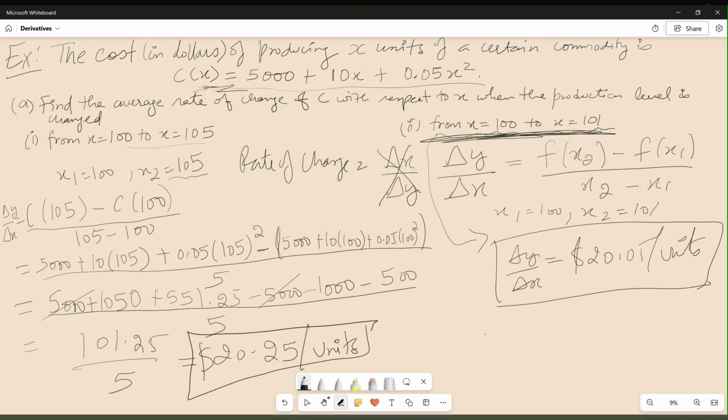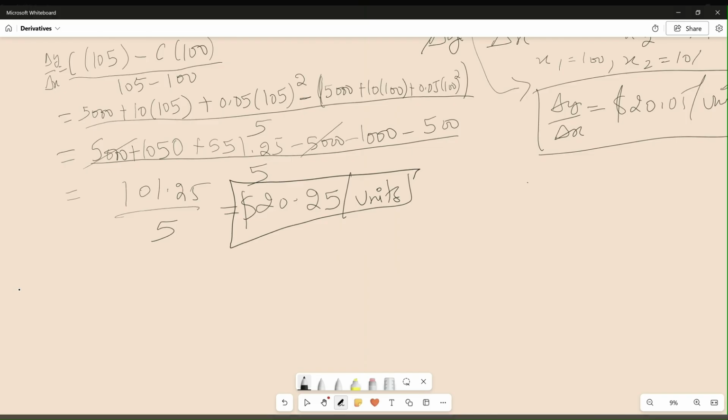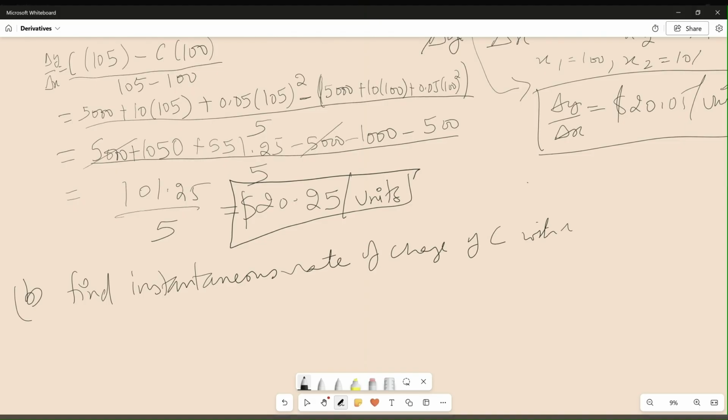Okay, here are your answers. And the next part of this problem is this: find the instantaneous rate of change of C with respect to x when x is equal to 100.